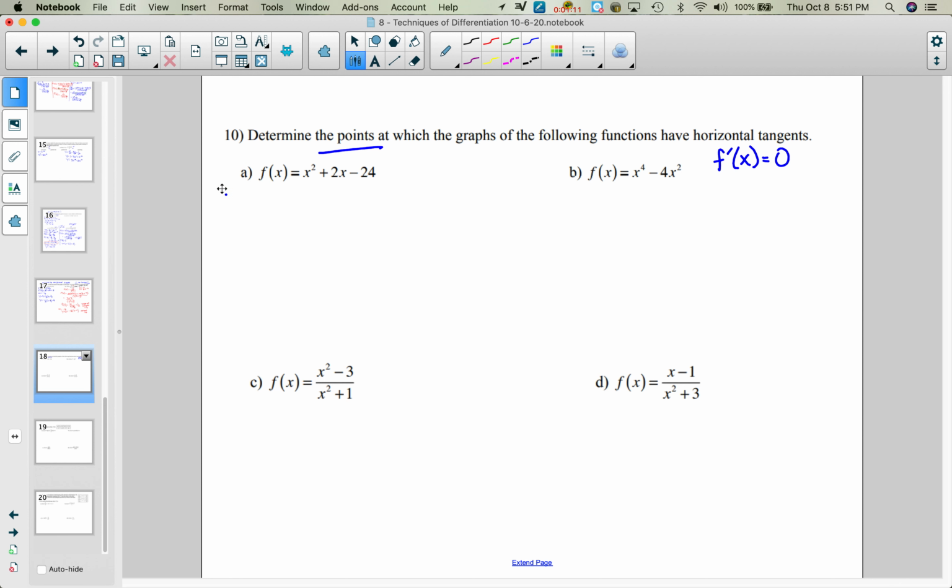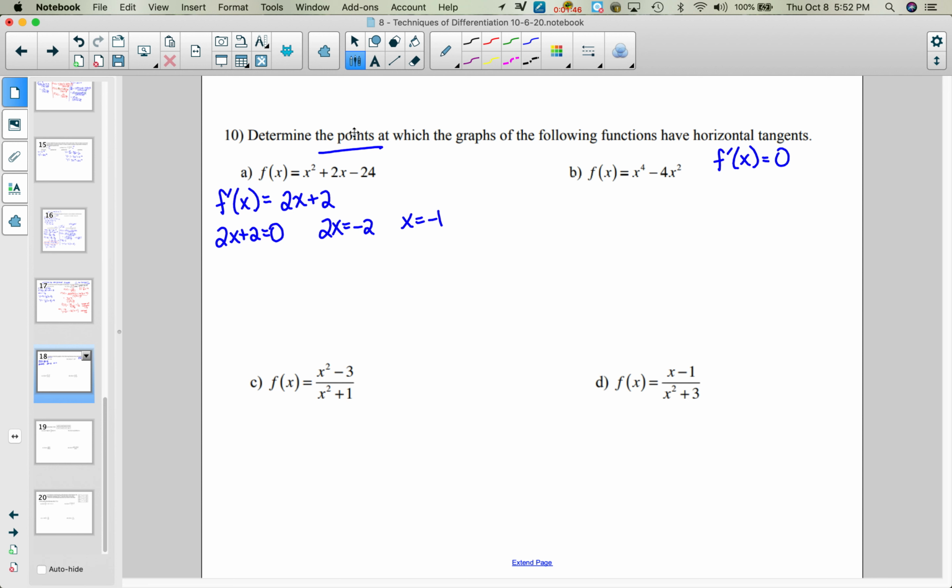So the first thing I'm going to do is find the derivative. That should sound familiar because it seems like the first thing we always do is find the derivative. So I get 2x plus 2. And then what do I do next? I've got to set the derivative equal to 0. So I set it equal to 0 and I solve for x. So x equals -1. That's the only place, when x equals -1, which makes sense because it's a parabola, so we would expect there to be just one horizontal tangent at the vertex.